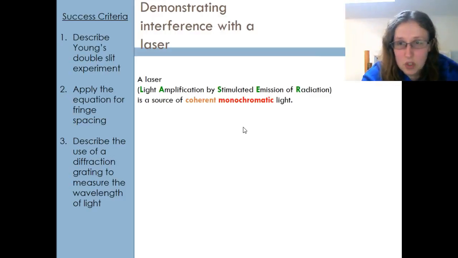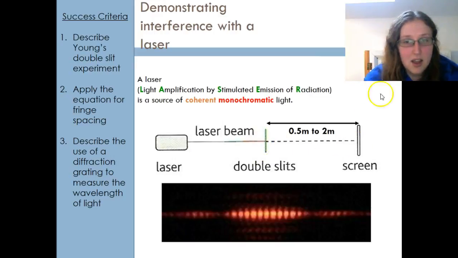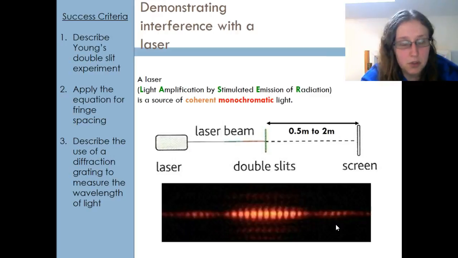Okay, so if I want to see this interference pattern, what I can do is set up a laser. For instance, if I shone it through double slits, so just split it into two slits, so it gives me two sources, and then go to a screen, I get a pattern that looks like this, and you can see we get these alternating bright, dark, bright, dark, bright, dark spots, just like I showed you with the water wave. And that is interference with light waves.